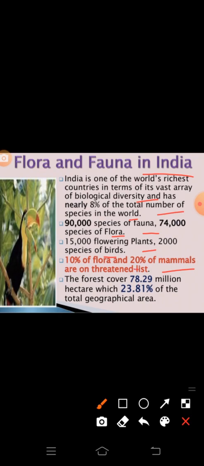The forest covers 78.29 million hectares, which is 23.81% of the total geographical area. So if you look around, you will be able to find that there are some animals and plants which are unique in your area. In fact, India is one of the world's richest countries in terms of its vast array of biological diversity. Twice or thrice the number is yet to be discovered.